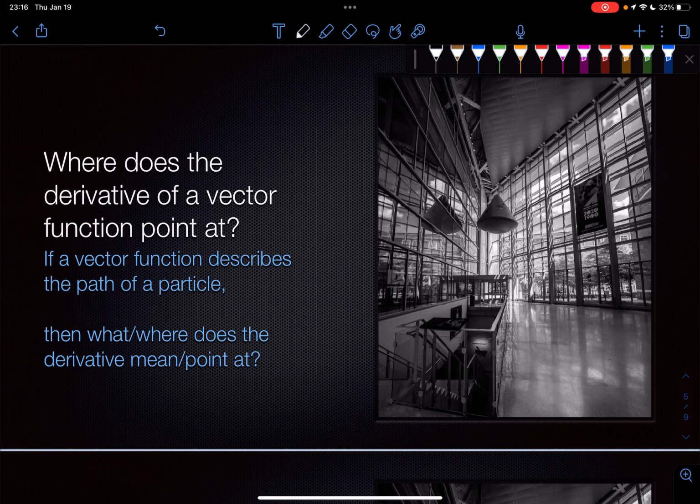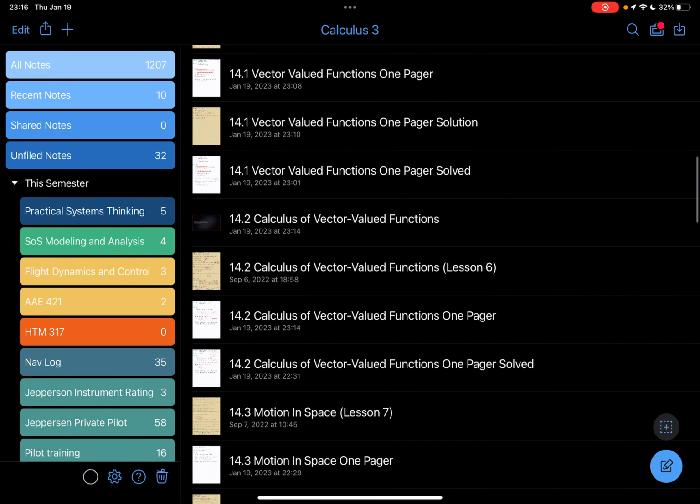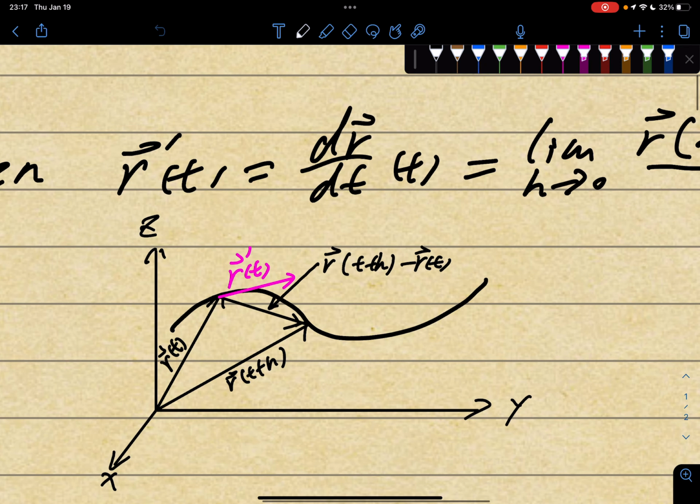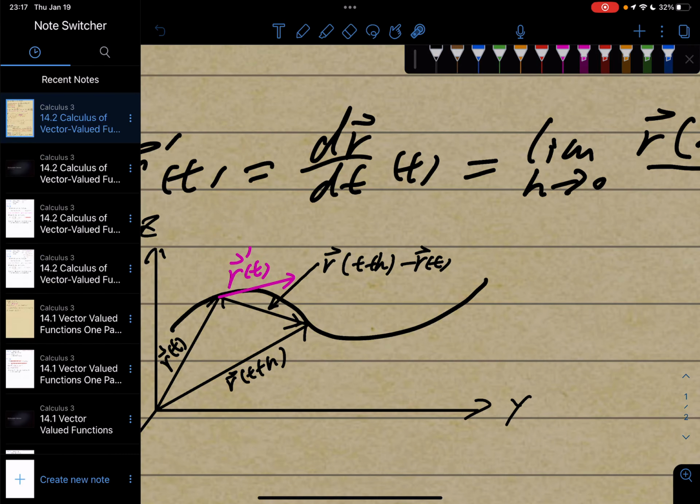So, what does the derivative of a vector function point at, according to what you have learned in your lectures? I'm pulling up my handy lecture notes. If you can see here, this is the path of the vector valued function, and this is where the vector valued function is pointing at, the location. At this location, if you take the derivative, you will see that this r prime of t is tangent to the curve.